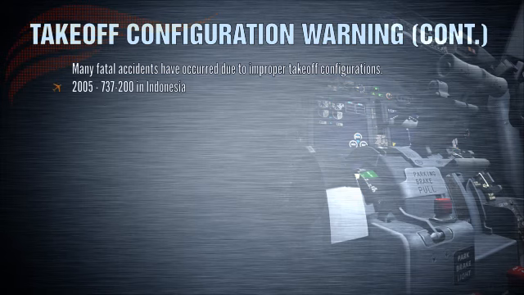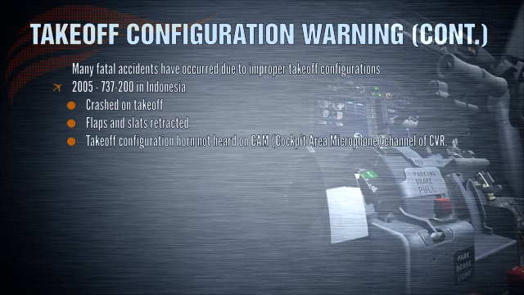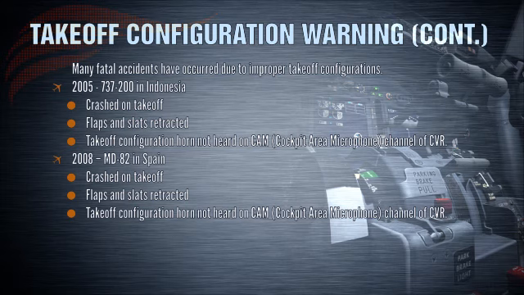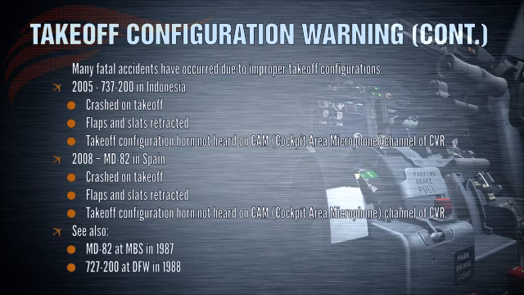In 2005, a 737-200 crashed shortly after takeoff in Indonesia, due in part to the crew's failure to set takeoff flaps. The accident investigation established that takeoff warning was likely inoperative. In 2008, an MD-82 crashed shortly after takeoff in Madrid, Spain, also due in part to failure to set takeoff flaps. The takeoff configuration warning also failed to sound in the run-up to this accident. Many more accidents involving a host of different aircraft types have occurred during the years, and these were only two of the more recent ones.